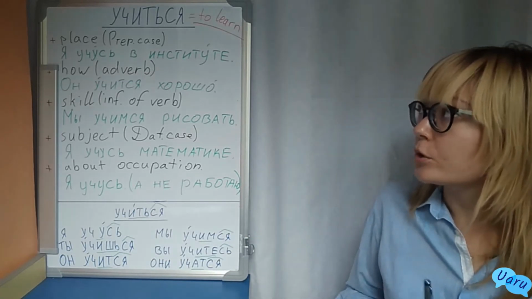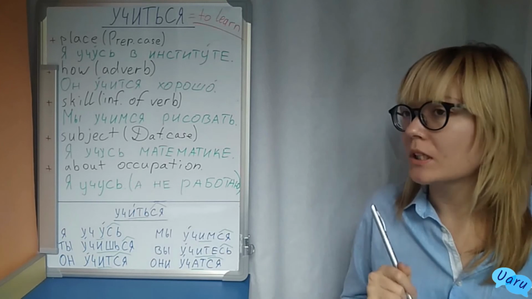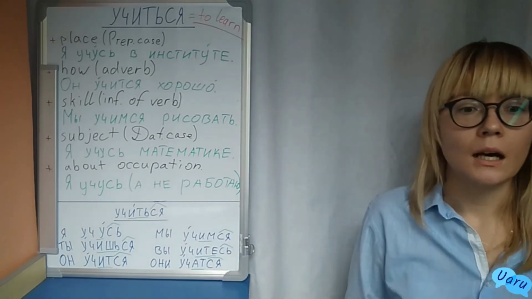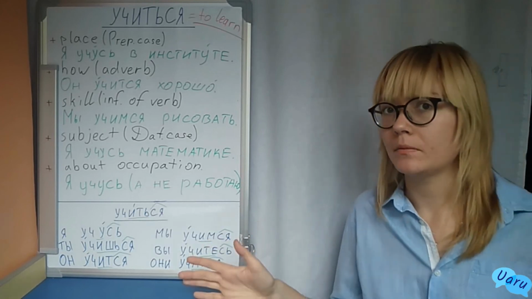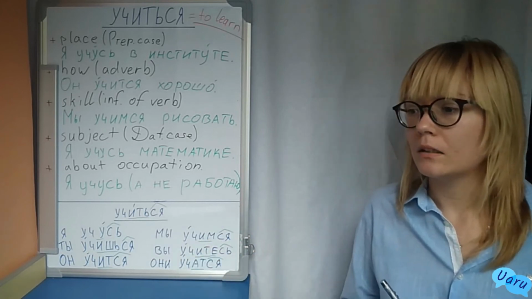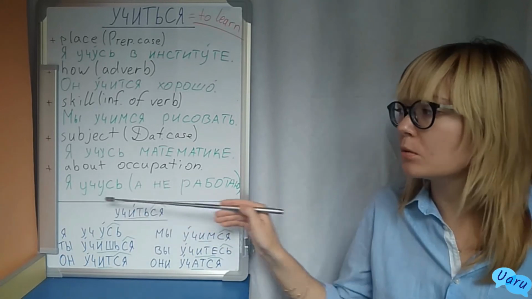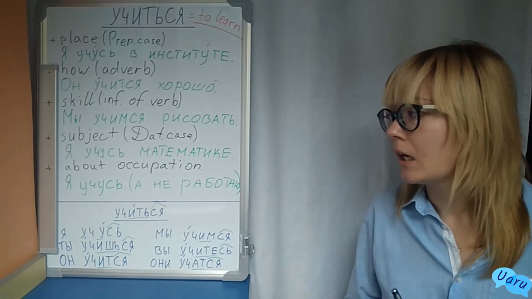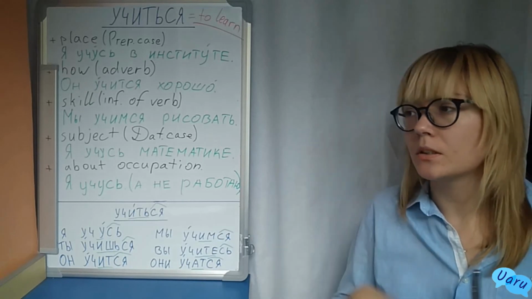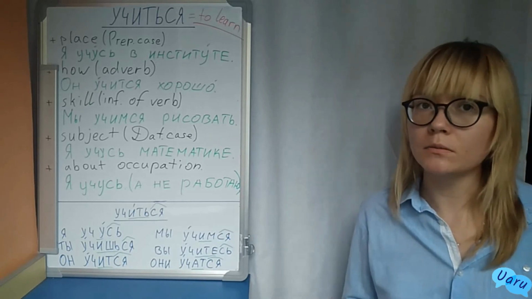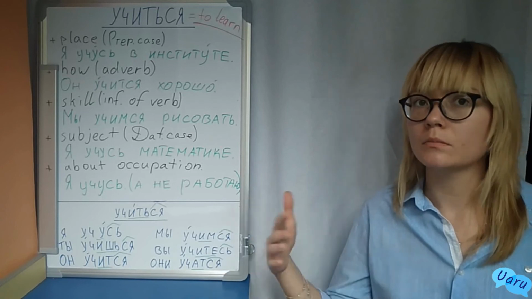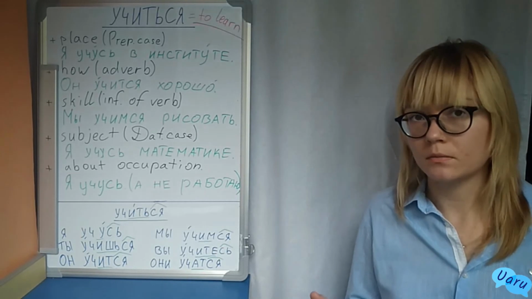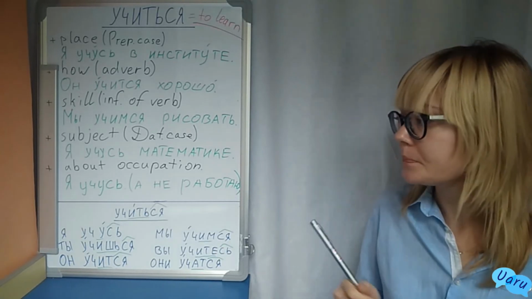And the last situation when we use учиться is when you're talking about the occupation, what you're doing in general. For example, I don't work, I study. So you say я учусь and stop here, or you can also add а не работаю. Or when somebody calls you and asks what you're doing, you can also answer I'm learning, I'm studying, and say я учусь without anything, and we understand.